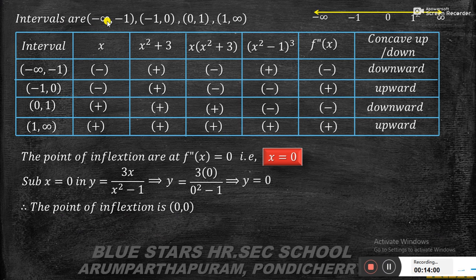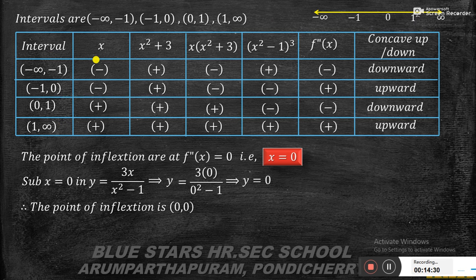So the next intervals are minus infinity to minus 1, minus 1 to 0, 0 to 1, and 1 to infinity. You see, from minus infinity to infinity, the numbers are minus 1, 0, 1, so I substitute here. Therefore there are 4 intervals: the first interval minus infinity comma minus 1, then minus 1 comma 0, 0 comma 1, and 1 comma infinity. I enter all the intervals.